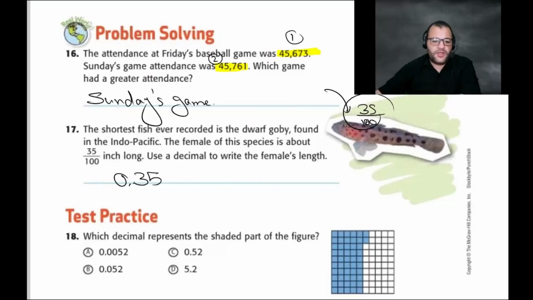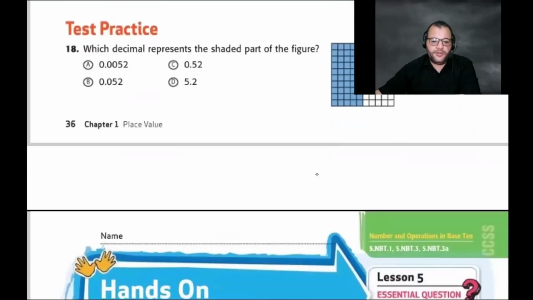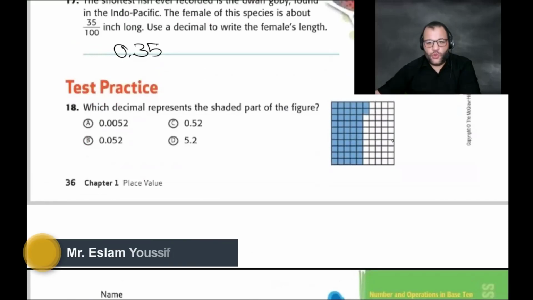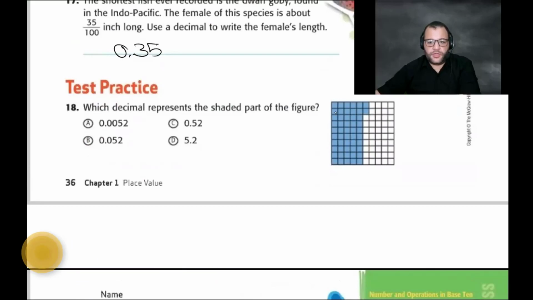So who can solve the last question? We need question number 18. Number 18. Who can solve it? Abdul Rahman. Yes, Mr. Yes, question number 18.